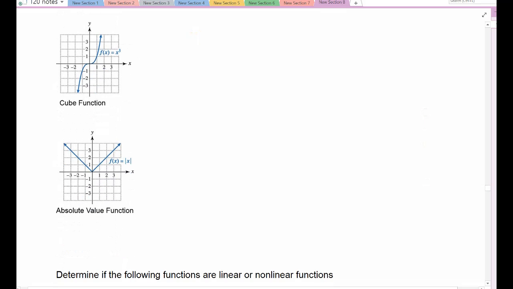Basic cube root, same idea. Again, not a line, there's this kink in the middle, and again, it curves. Which means the slopes are really big here, they get smaller until they actually hit 0, and then they get really big again. So the slopes are all different.